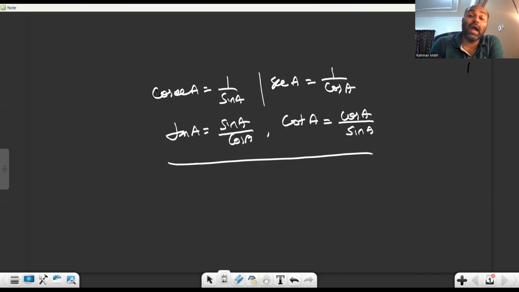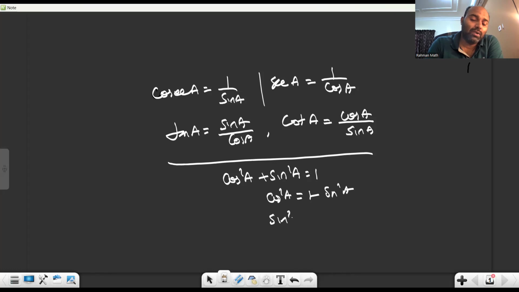After that, identity. First identity, cos square A plus sine square A equal to 1. And it has sub-identities. Cos square A can be written as 1 minus sine square A, transposing to the other side. And sine square A equal to what? 1 minus cos square A.